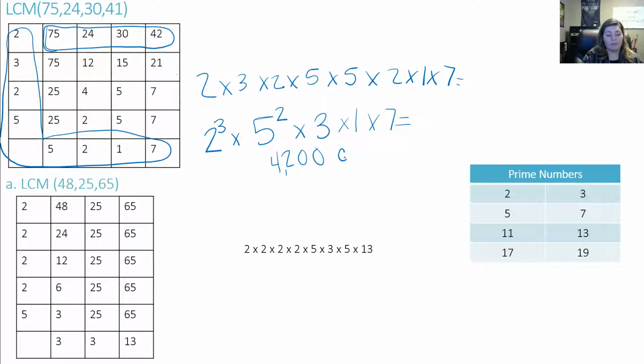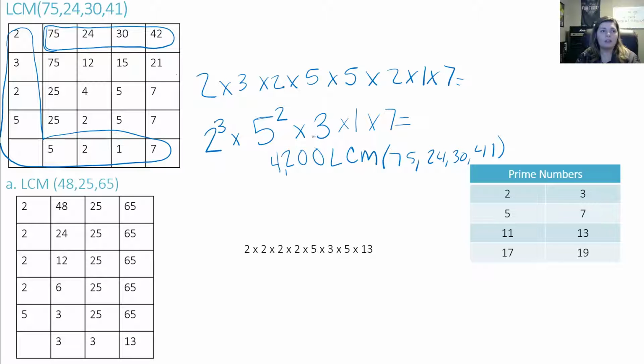4,200 is the, I am writing the wrong thing, I tell you. We're not working on greatest, we're working on least. 4,200 is the least common multiple of 75, 24, 30, 41. And that is how you would write that. I did include on the ones that we needed a little key or cheat sheet of our prime numbers, because I know we're just kind of learning those.